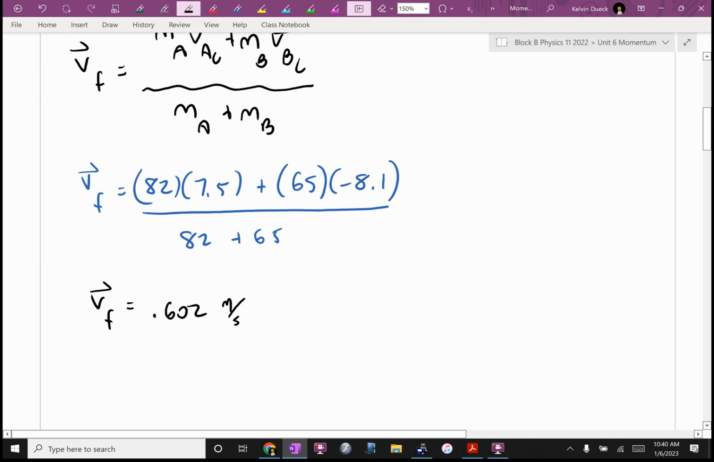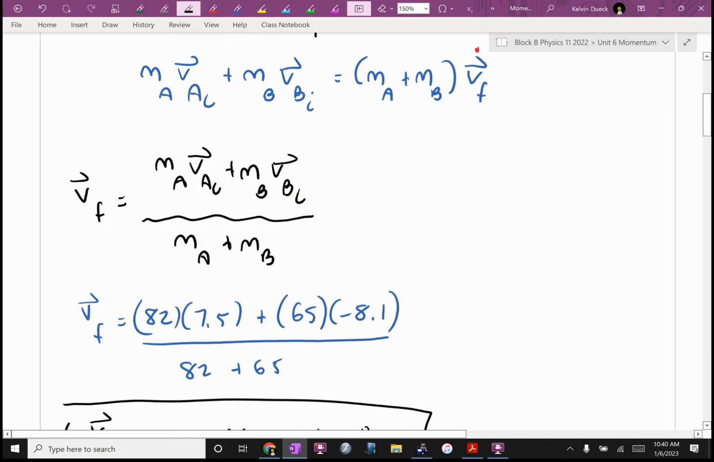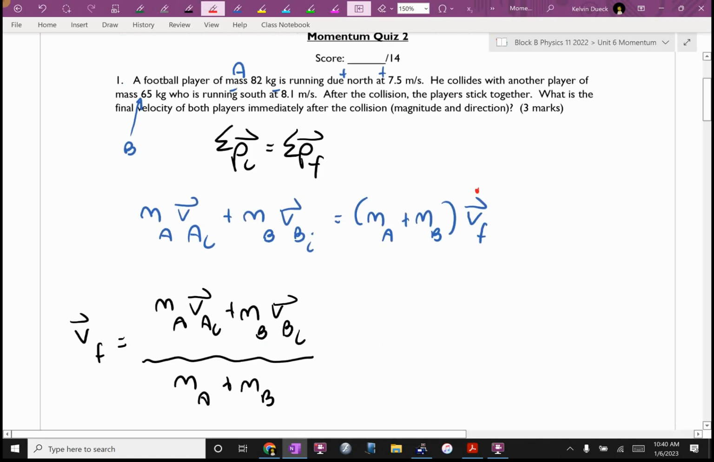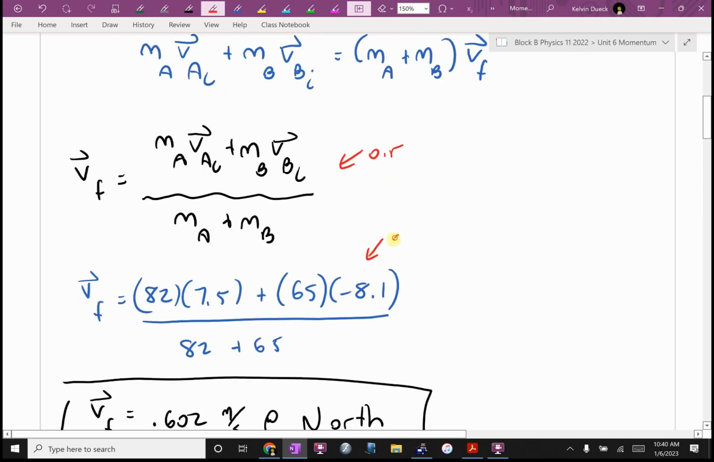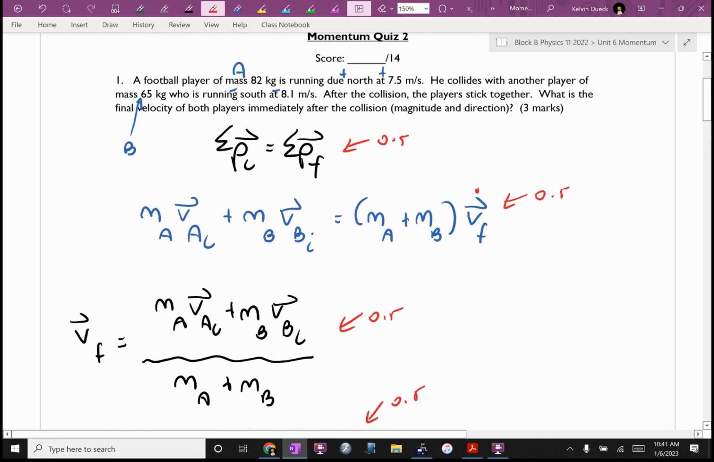I got a positive answer. So what direction is that for me? You could write just an N. I'll write the word north. If you got that, I would give you, what was this question out of? 3 out of 3. Otherwise, I would give you a half mark if I saw that, a half mark for getting the V by itself, a half mark for doing that, and then a half mark for the magnitude and a half mark for the direction. There's my 3 marks.